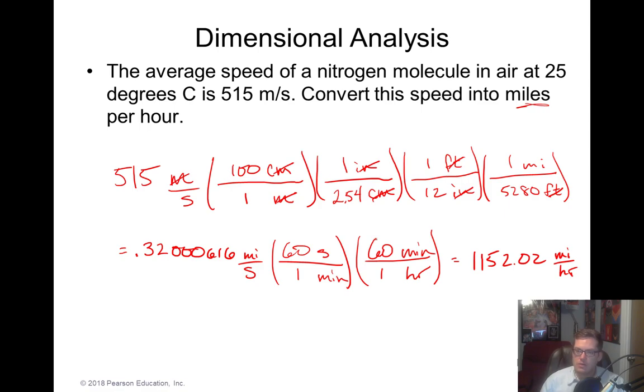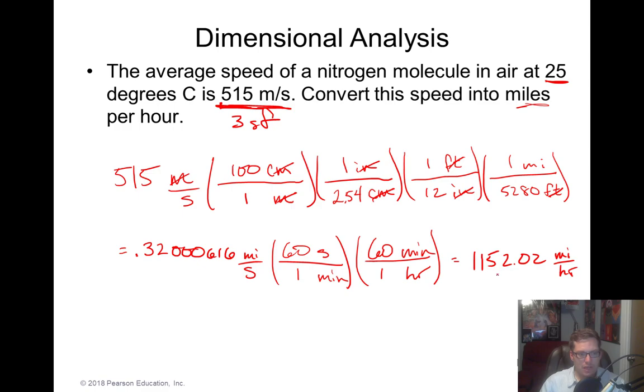We've got two numbers up here. We've got 25 degrees Celsius, but we didn't use that number, so we're not going to use it to help us figure out our sig figs. The other value we have is the 515. That's what we started with. How many sig figs does that have? It has 3 sig figs, so that means my answer can only have 3 sig figs.